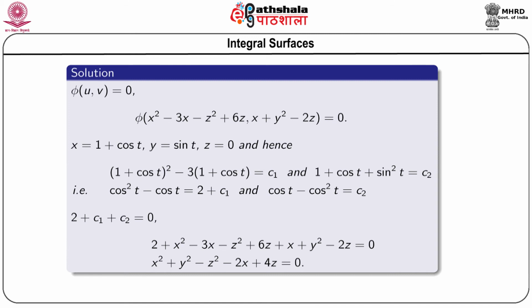Therefore, the equation of the required surface is 2 plus x squared minus 3x minus z squared plus 6z plus x plus y squared minus 2z equals 0, and this relation is obtained from 2 plus c1 plus c2 equals 0 by substituting the values of c1 and c2. So, after simplification, this is the required equation of the surface: x squared plus y squared minus z squared minus 2x plus 4z equals 0.